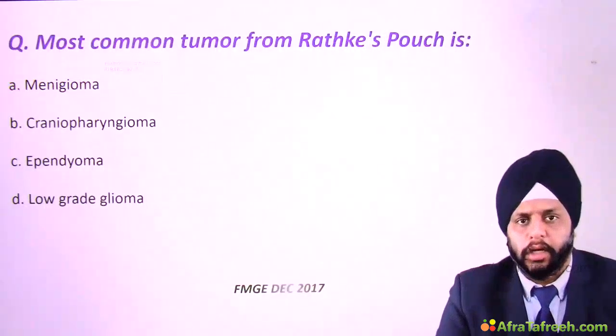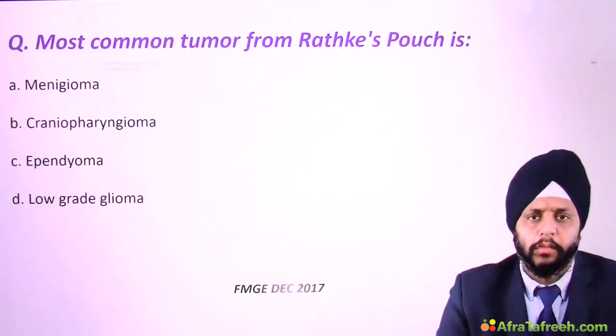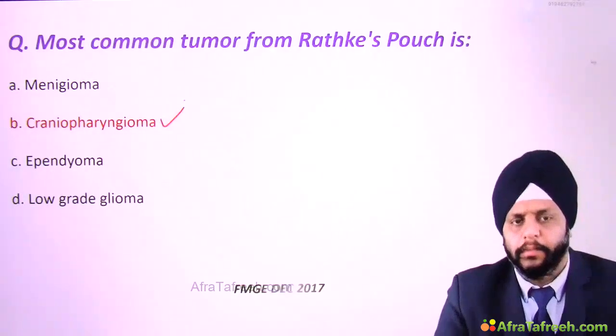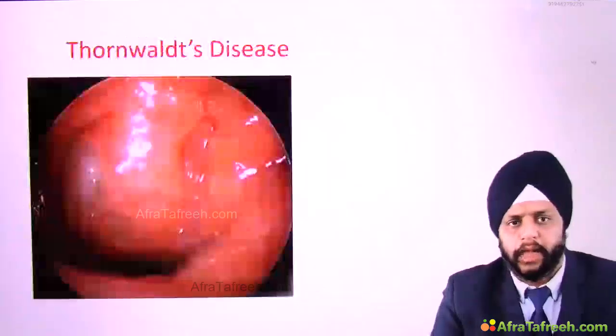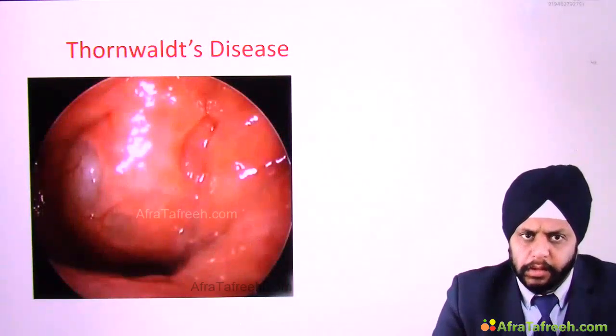Most common tumor from Rathke's pouch. So we know from Rathke's pouch, the most common tumor is craniopharyngioma. This also we discussed. Okay, next question. Let's come and look at this image. Now what is this image?